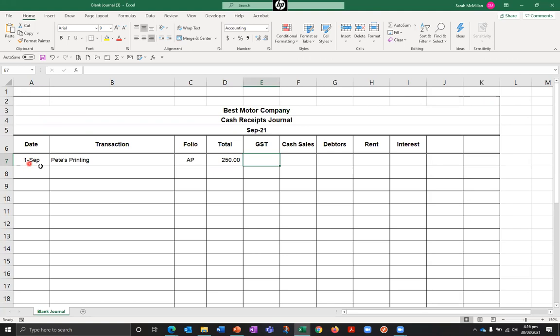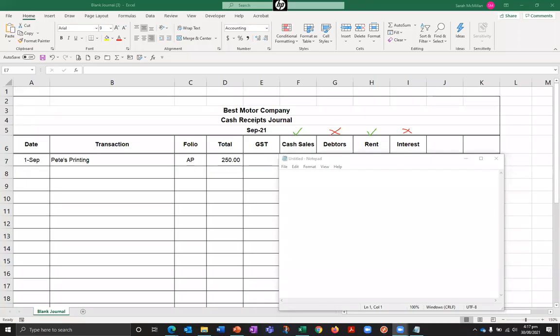Pete's Printing, the transaction is rent. So we need to do a calculation to work out what that GST amount is. So to work it out, we need to do a GST calculation. So $250 times 3, which is 750.